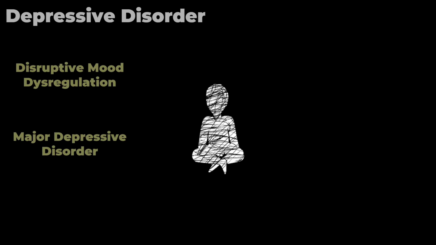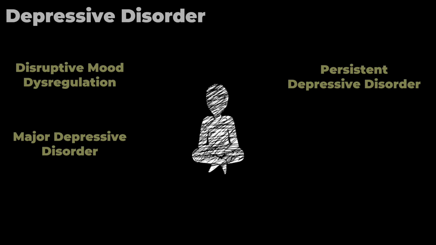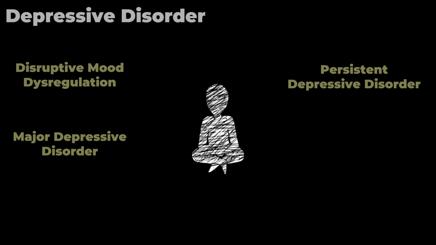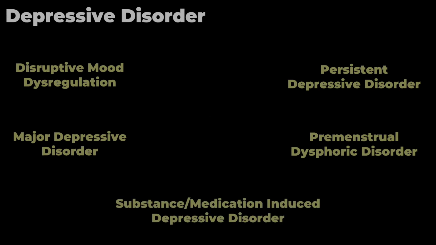Next is major depressive disorder, which means a depressed mood most of the day, nearly every day, such as feeling sad, empty, or hopeless. Next is persistent depressive disorder. It is a chronic major depressive disorder in which the symptoms last for at least 2 years. Next is premenstrual dysphoric disorder. This disorder happens during the menstrual cycle. Next is substance or medication-induced depressive disorder, which is caused by medication or substances.